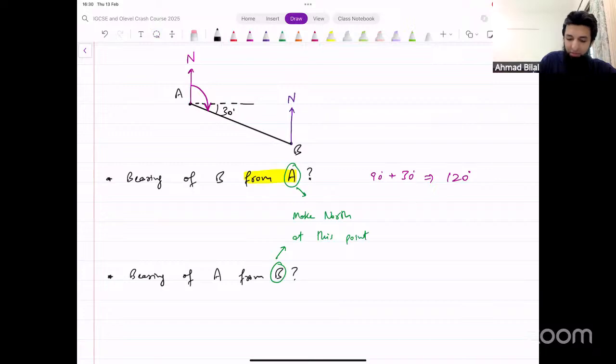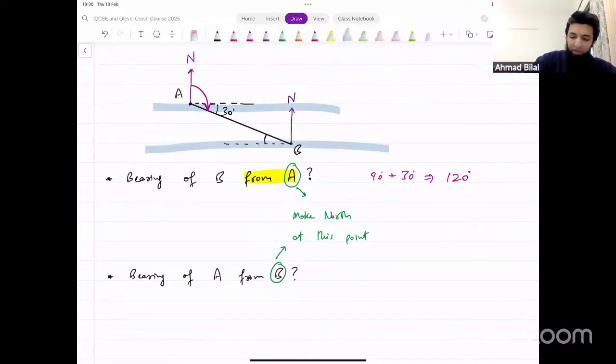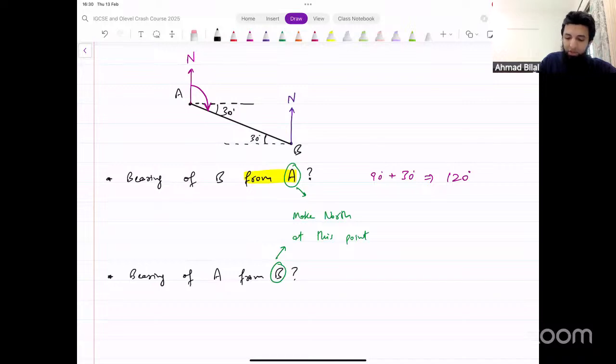Before that, can you actually mark this angle? If this is 30 degrees, if I were to make a horizontal line here like this, what is this angle going to be? This is also going to be 30 degrees, right? Alternate angles. These two sides are parallel. If we have a line passing like this, angle 30 is going to be equal to this angle 30. These are alternate angles. This angle is going to be 30 degrees.